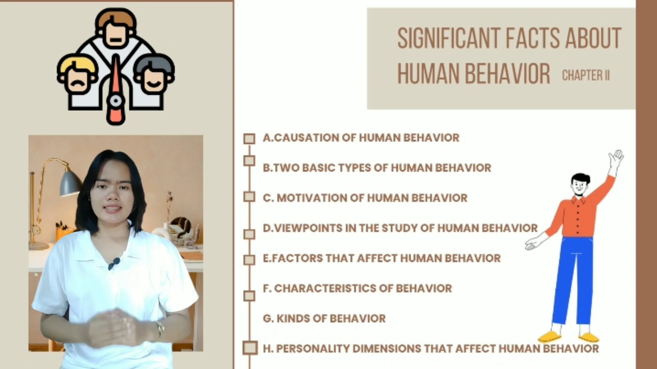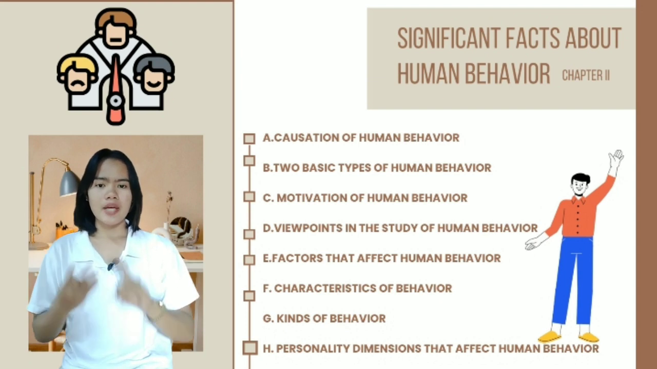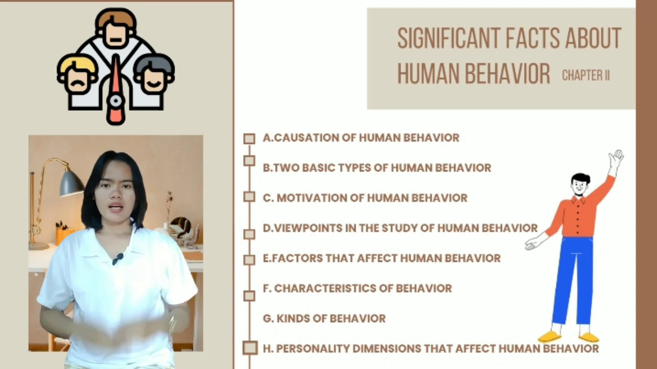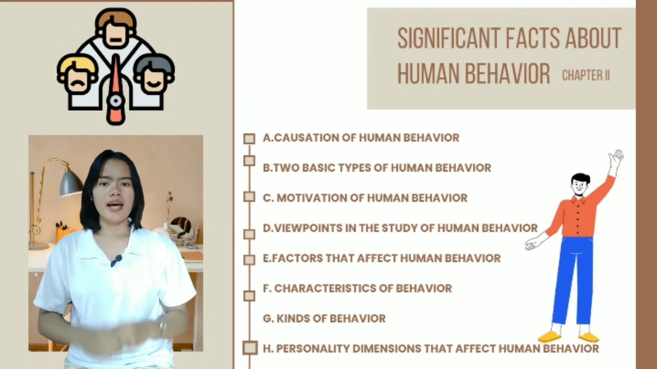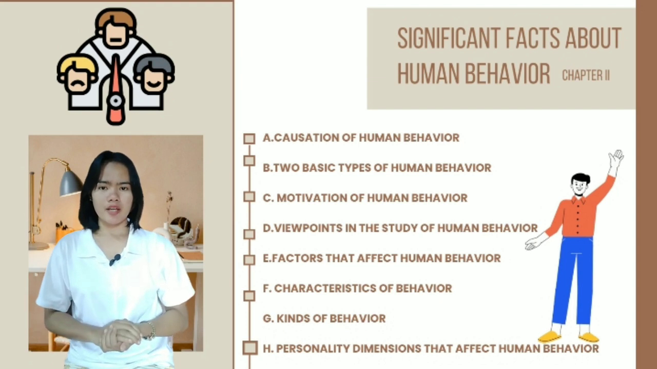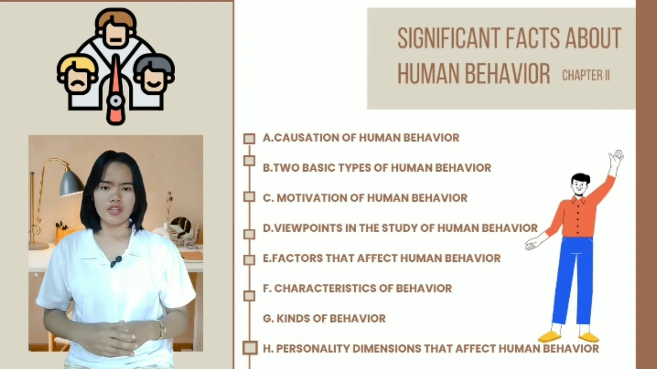There are also viewpoints in the study of human behavior. We have the neurological, the cognitive, the psychoanalytical, the behavioral, the humanistic, the heredity, the environment, and learning. There are also characteristics of behavior. We have the primarily native or learned, the invoked by external stimuli or internal need, and the automatic, voluntary, conscious, and motor or intentional. Kinds of human behavior. So what are those kinds? We have the overt or covert behavior, the conscious or unconscious behavior, the simple or complex behavior, the rational or irrational behavior, and the voluntary or involuntary behavior.